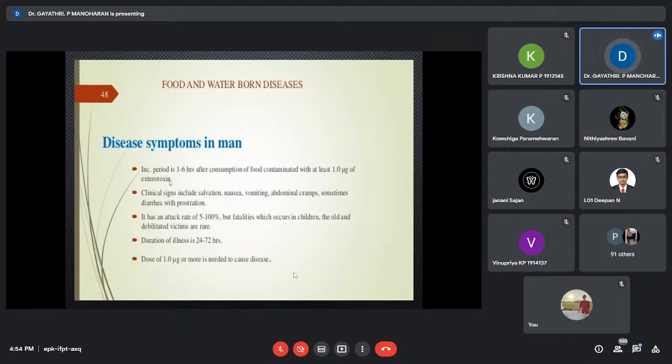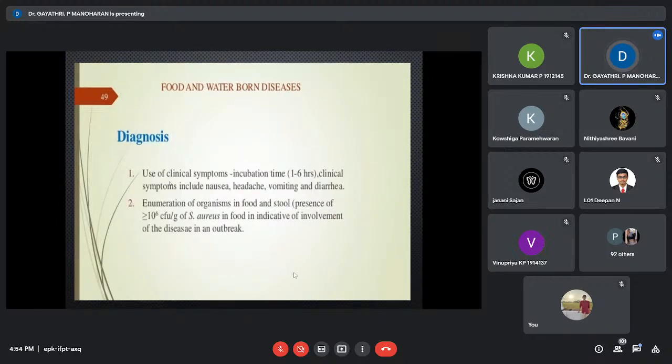For martelation, who gets it and dies? We do not easily die of it. It is mostly very young children and the old people. So the duration of illness is only 2 to 3 days. If we are admitted to hospital, the next day we will be discharged. 24 to 72 hours for the illness. A dosage of 1 microgram or more is needed to cause disease.